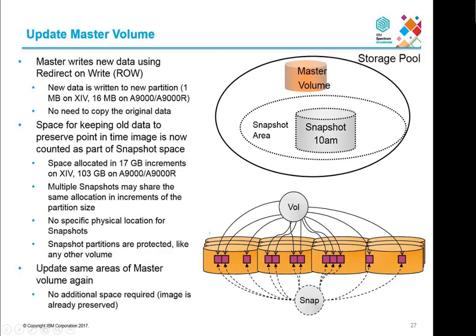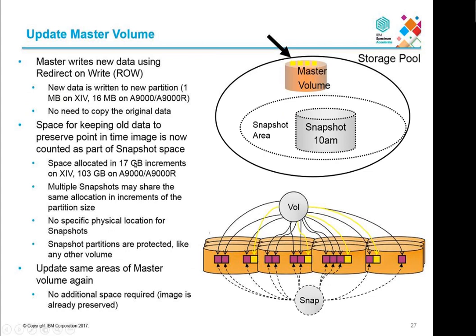And then as time goes by, and I update the master, I essentially change the definition of the volume to be a different partition. So again, redirect on write instead of copy on write. So eventually I just write that data to a new partition, and change the volume definition to include that partition instead of the old partition. What you see there is the snap is only pointing to the purple blocks, where the volume now is pointing to some purple and some yellow. So the snap has that picture of that point in time, and the volume continues to move forward with new data.